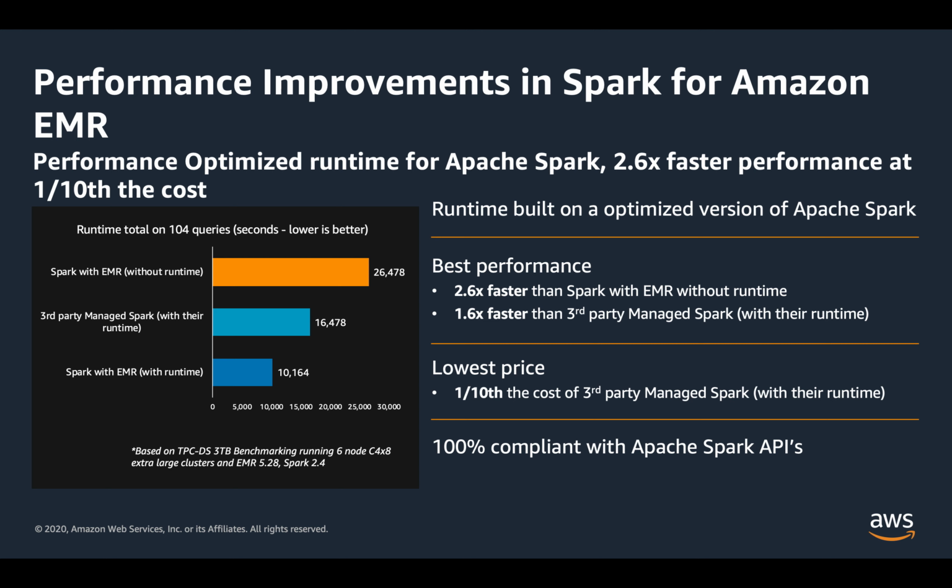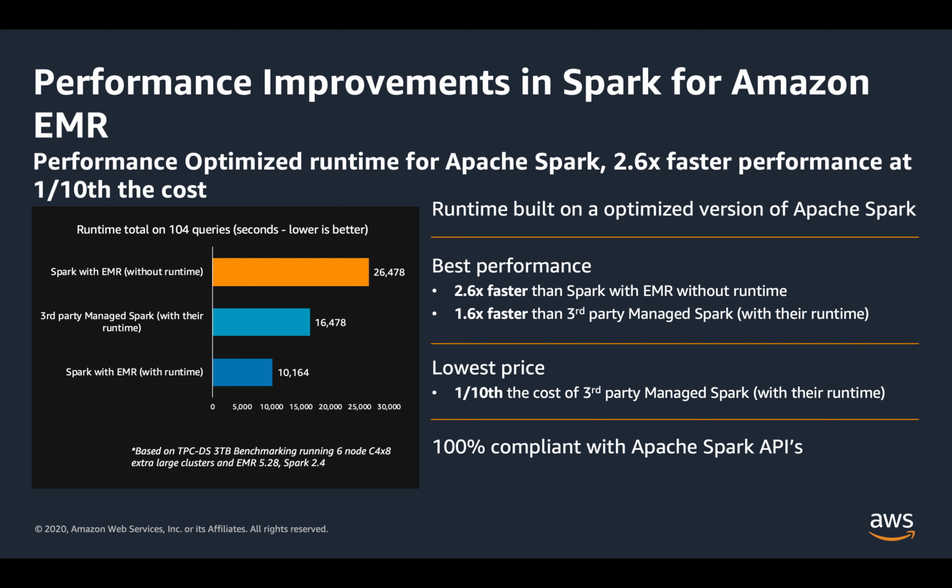To measure improvements, we compared EMR version 5.16, which has open source Apache Spark version 2.4, with EMR version 5.28 with EMR runtime for Apache Spark, which is compatible with the open source Apache Spark version 2.4. We used TPC DS benchmark queries with 3 TB scale and ran them on a 6-node EMR cluster with data in Amazon S3. When you add up the execution time of 104 queries from TPC DS, we observed a 2.6 times faster performance of the Spark runtime versus EMR running Spark without the runtime.